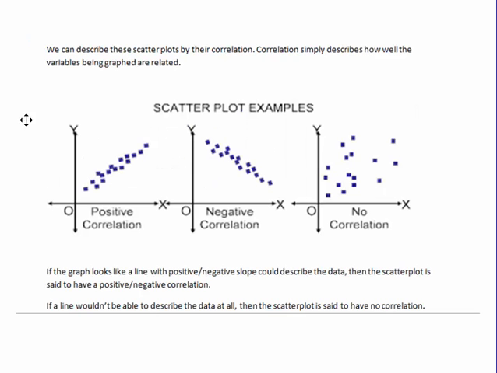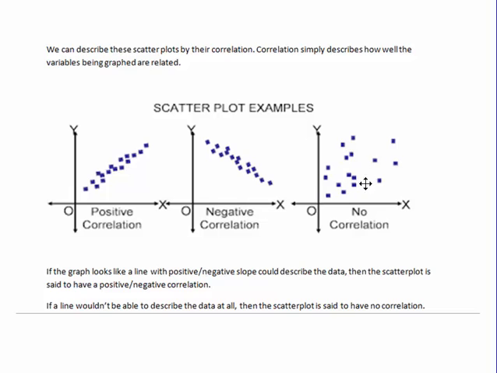And when I use the word correlation here, we describe the graph of scatter plots by their correlation. It simply says how well the variables being graphed are related. So a positive correlation looks like, if you were to put a line there, then you'd have a positive slope. Right? And if we were to put a line in this middle one, we would have a negative slope.